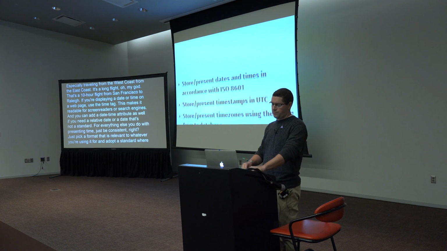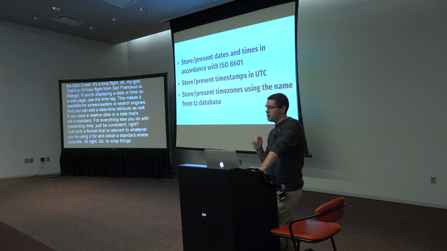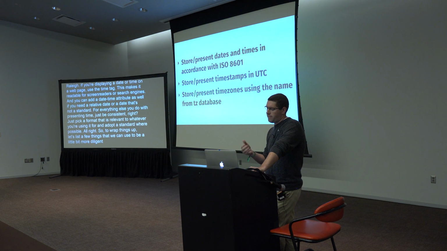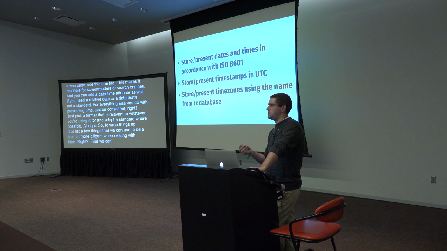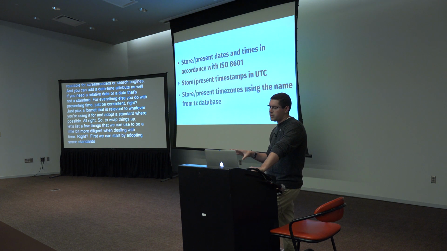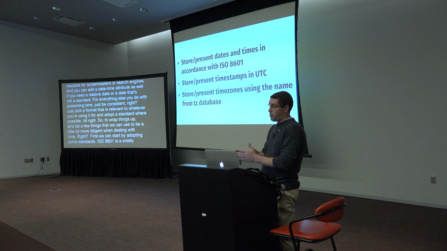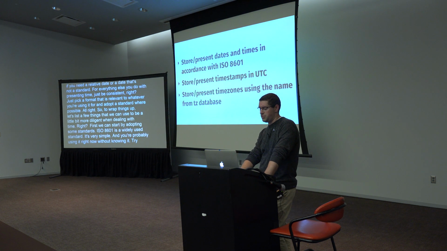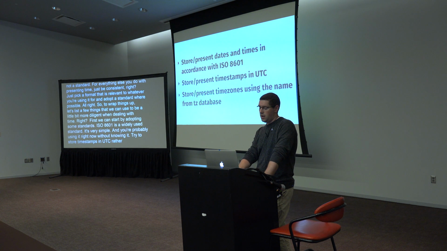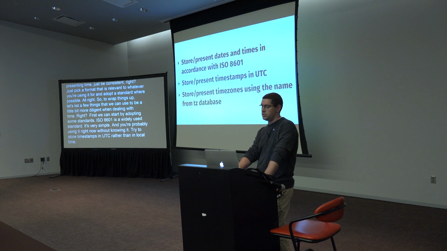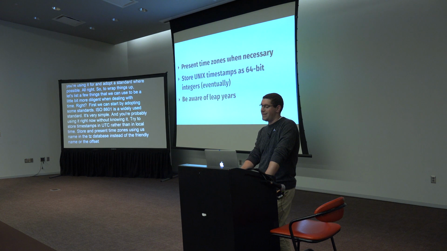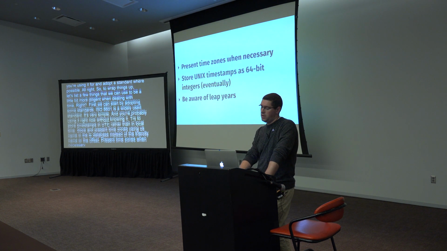All right, so to wrap things up, let's list a few things that we can use to be a little bit more diligent when dealing with time. First, we can start by adopting some standards. ISO 8601 is a widely used standard. It's very simple, and you're probably even using it right now without knowing it. Try to store timestamps in UTC rather than in local time. Store and present time zones using the name in the TZ database instead of maybe the friendly name or the offset. Present time zones when necessary, like that flight itinerary example.